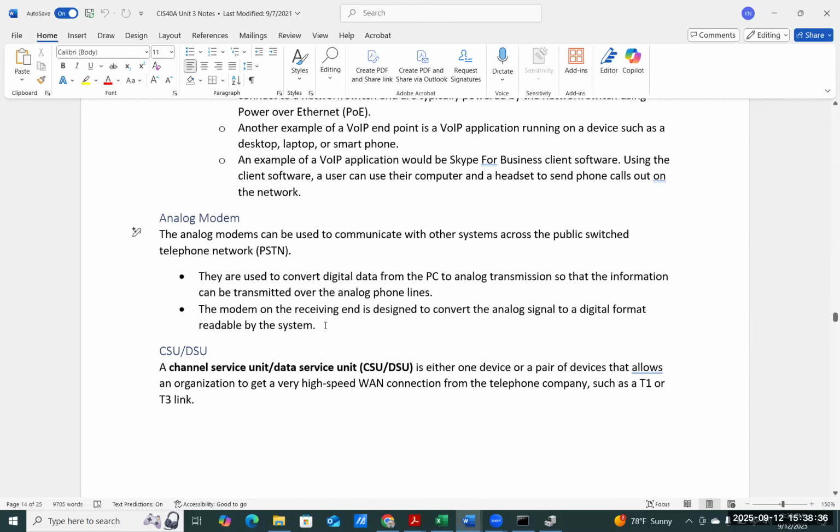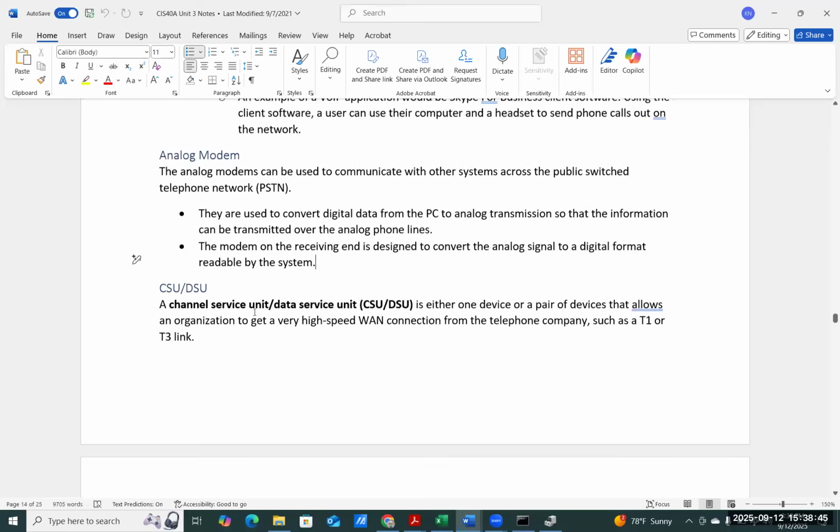So you might see that. It looks similar to an Ethernet adapter if you're looking at the adapter, but it uses the RJ11, the smaller connector and the thinner line. Okay.